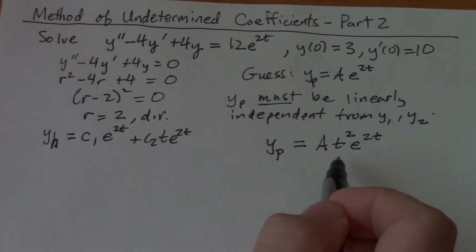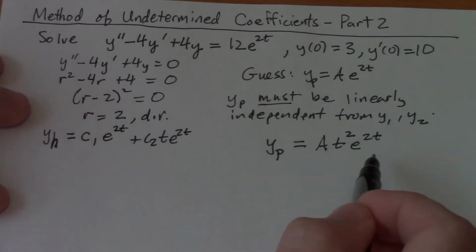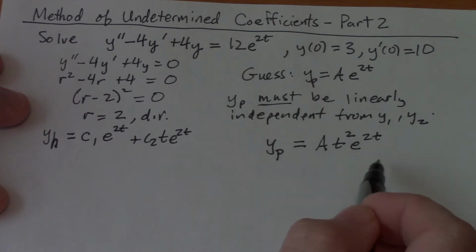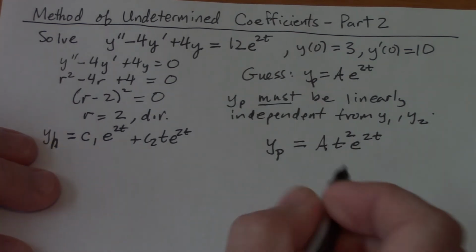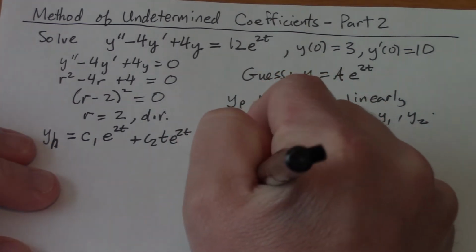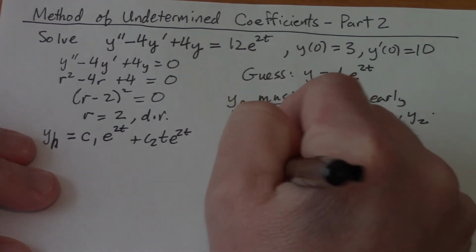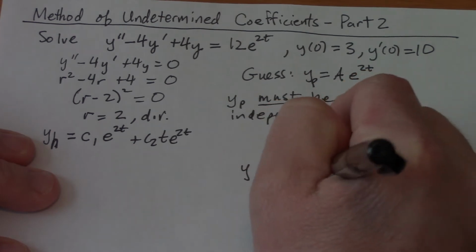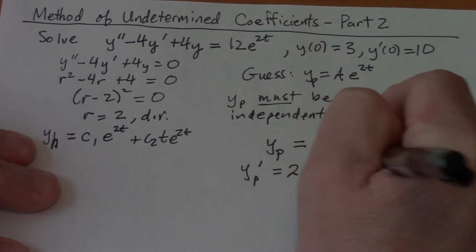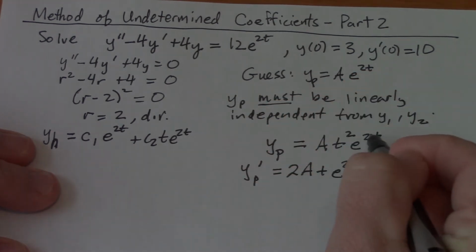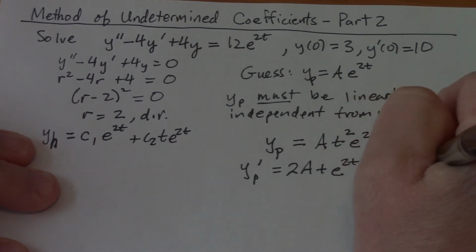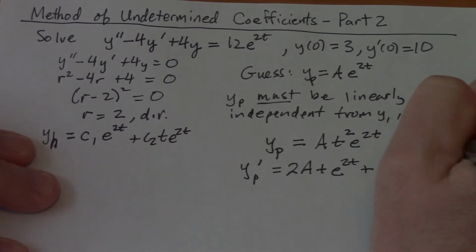Alright, so when someone asks you, what's the form of yp, this is what they're expecting you to give as an answer, not asking you to solve anything, just expecting you to give this. And that's going to happen on the homework, so pay attention to that. Alright, yp prime equals, I'm just going to do the product rule, so 2at e to the 2t, and then the derivative of e to the 2t is 2, so that's going to be 2at squared e to the 2t.